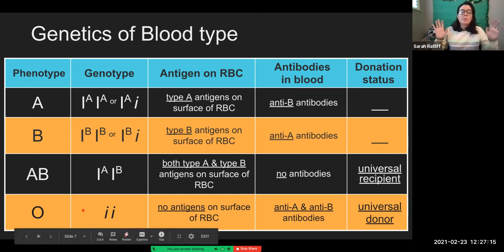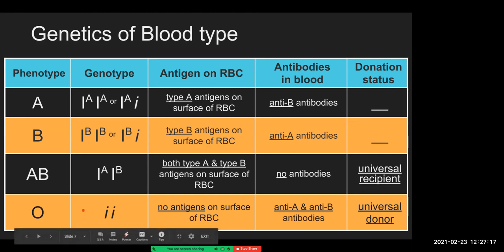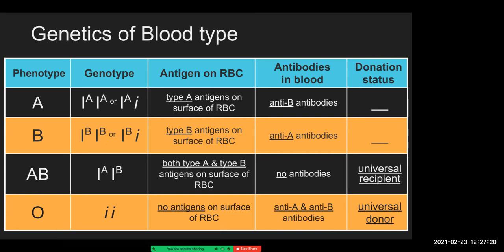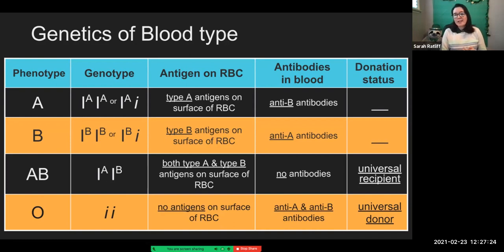So that's why type O blood is the most sought after in terms of blood donations. You are correct. It is the most sought after because it's the most useful. You don't have to worry as much about what the patient's blood type is, because if it's type O, they're most likely going to be able to take it.